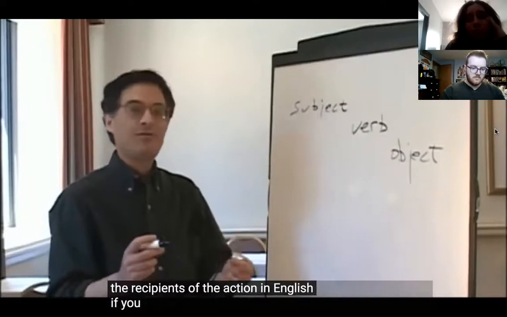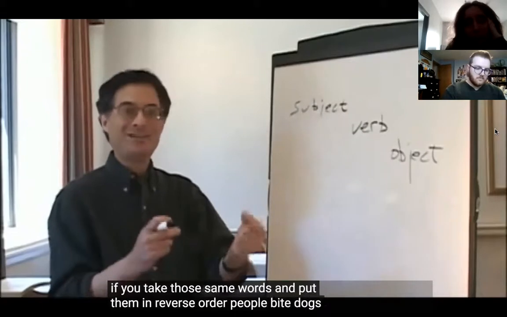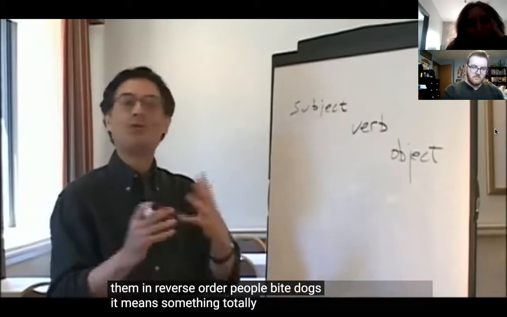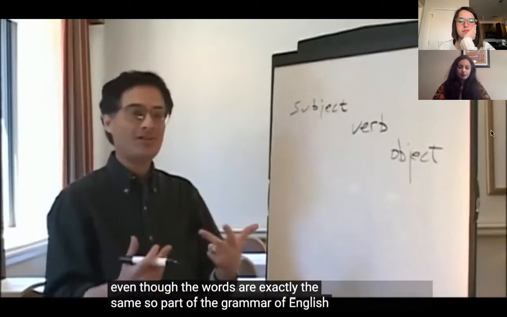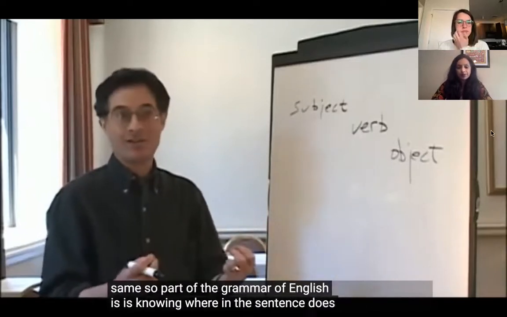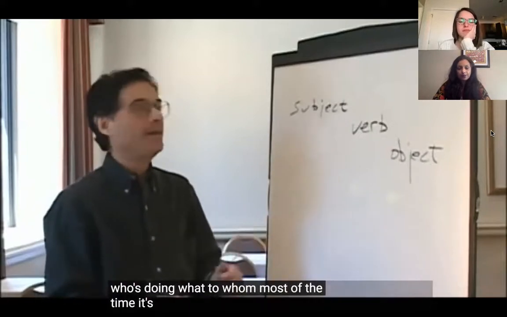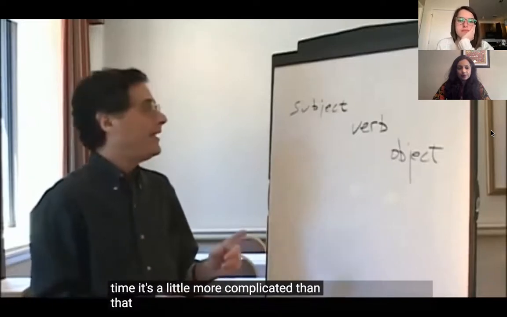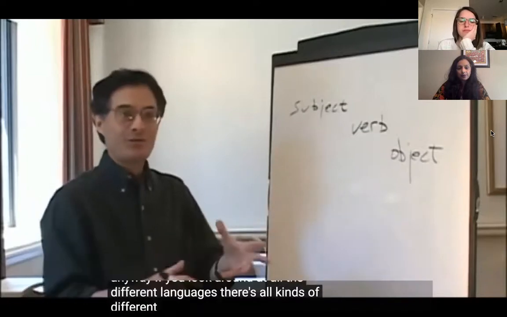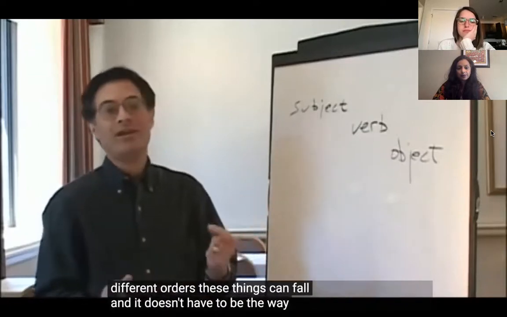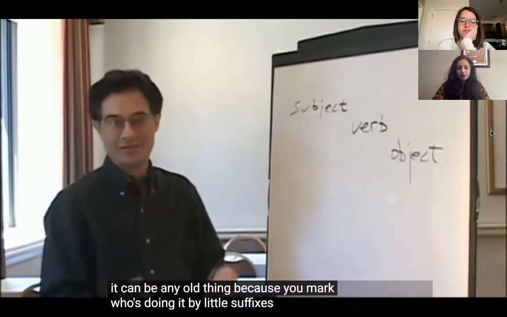In English, if you take those same words and put them in reverse order, people bite dogs, it means something totally different, even though the words are exactly the same. So part of the grammar of English is knowing where in the sentence the subject falls and where the object falls. Otherwise, you don't know who's doing what to whom most of the time. It's a little more complicated than that. Anyway, if you look around at all the different languages, there's all kinds of different orders these things can fall in. It doesn't have to be the way English is. And in some languages, it could be any old thing because you mark who's doing it by little suffixes or something like that.